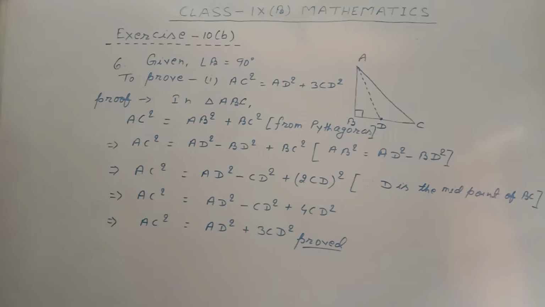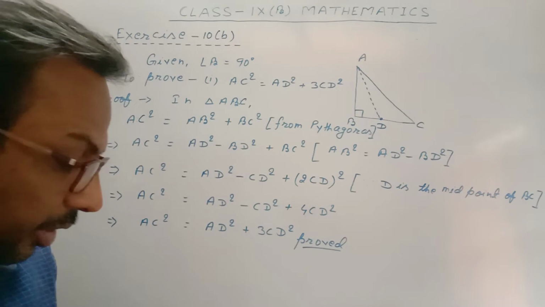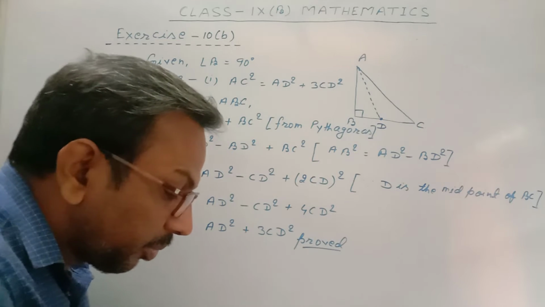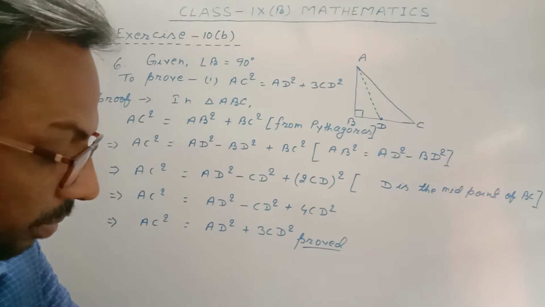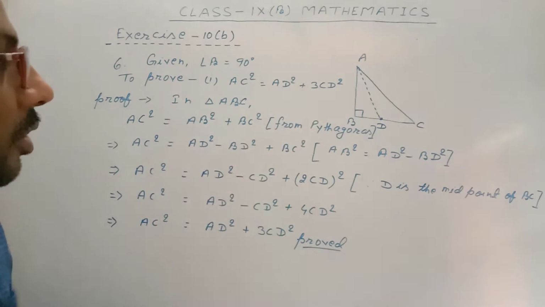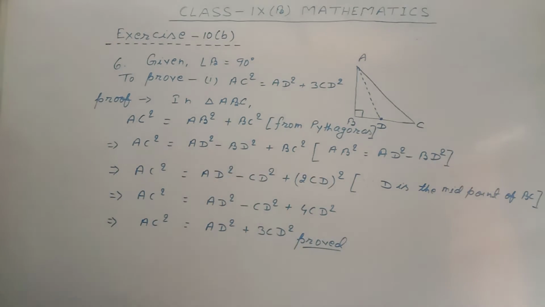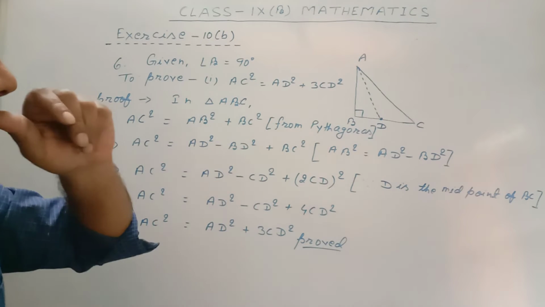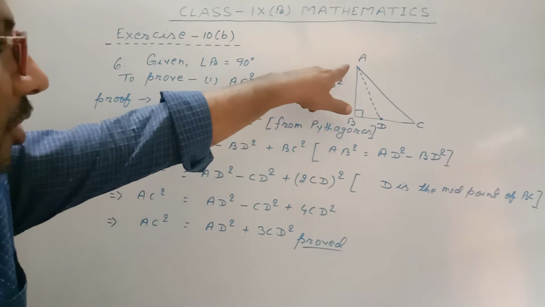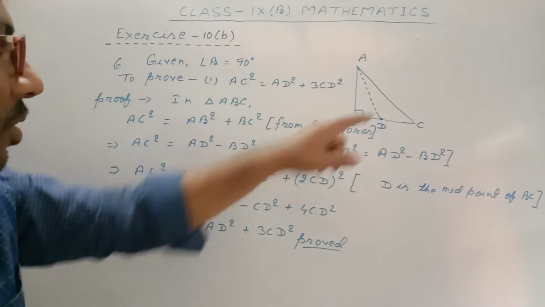In question number 6, in triangle ABC, angle B is 90 degrees and D is the midpoint of BC. Then prove that Roman number 1, AC square equals AD square plus 3CD square. This is the figure, triangle ABC, in which angle B is 90 degrees. And then I have done one construction: AD is joined.